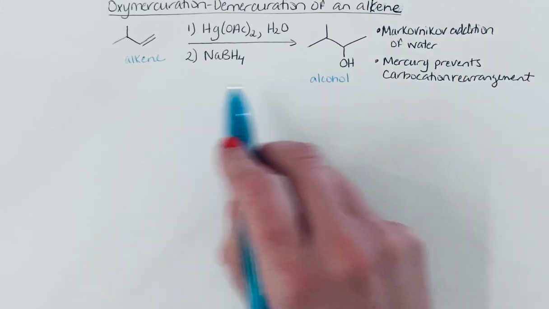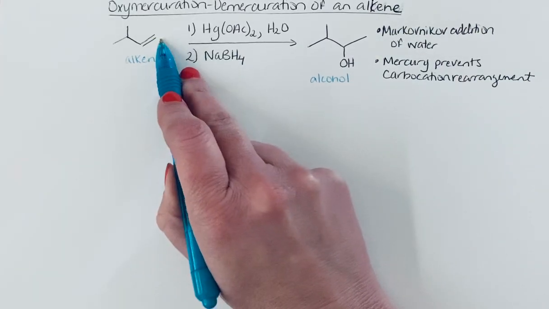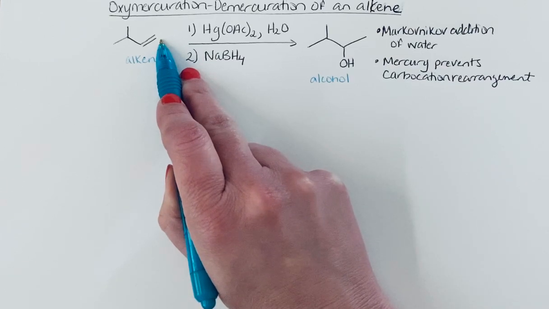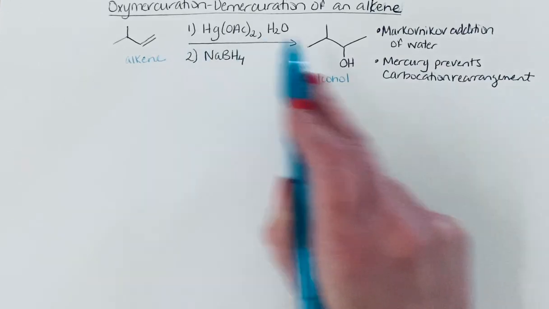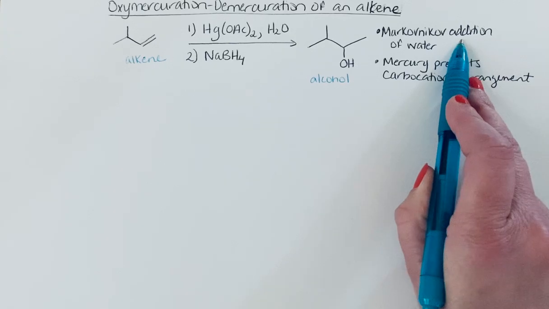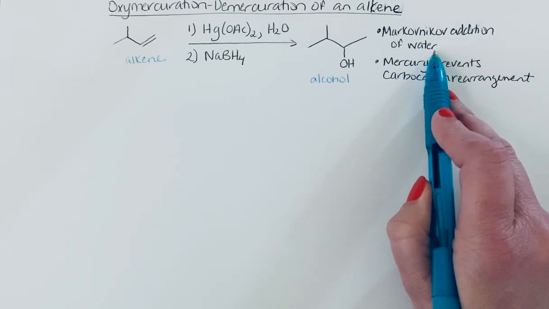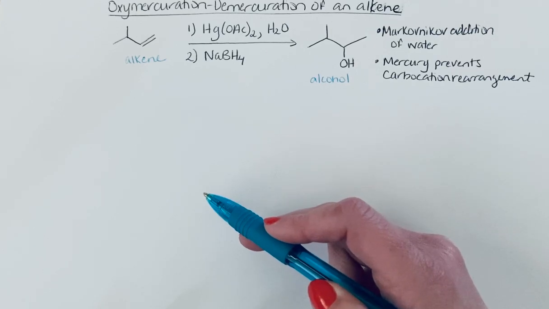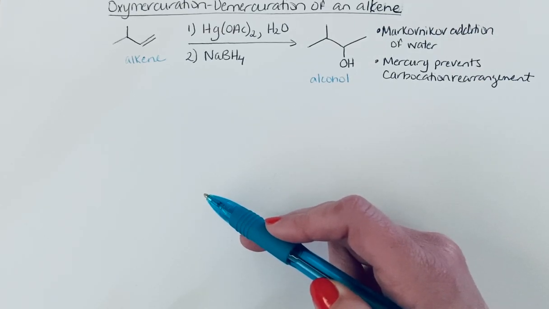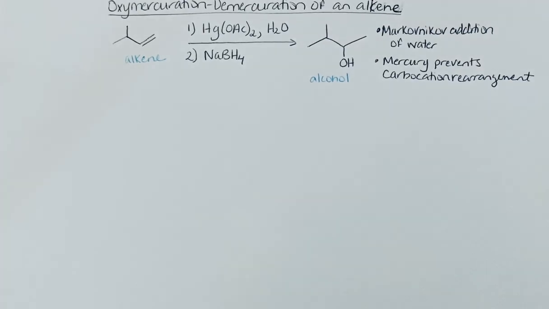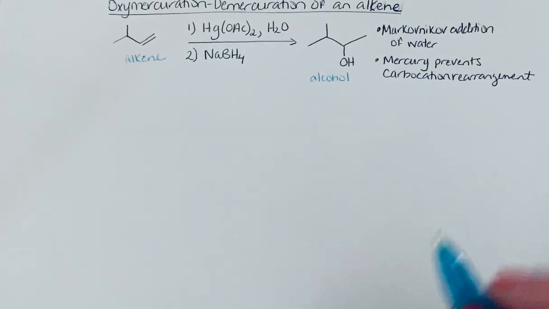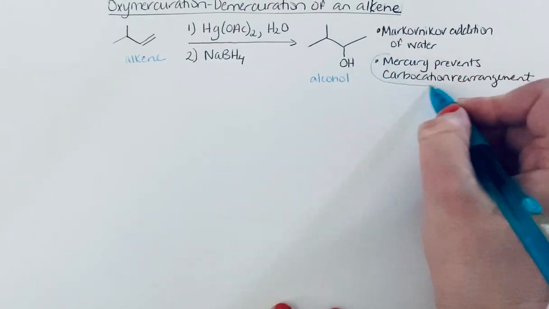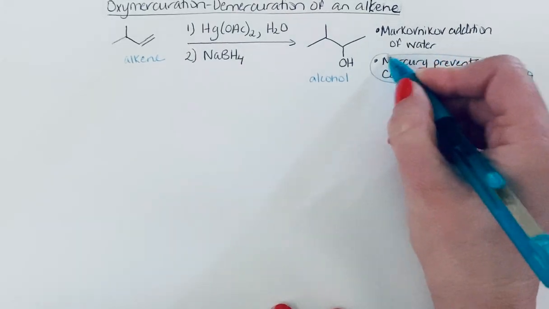It takes an alkene and makes an alcohol. We can see that in doing so, the hydrogen has added to the less substituted carbon atom of the alkene. So this is a Markovnikov addition of water. It's following Markovnikov's rule. So right now it kind of looks like the reaction that we saw, the acid catalyzed hydration of an alkene. The big difference here and the advantage to using the mercury is that it prevents the carbocation from rearranging.